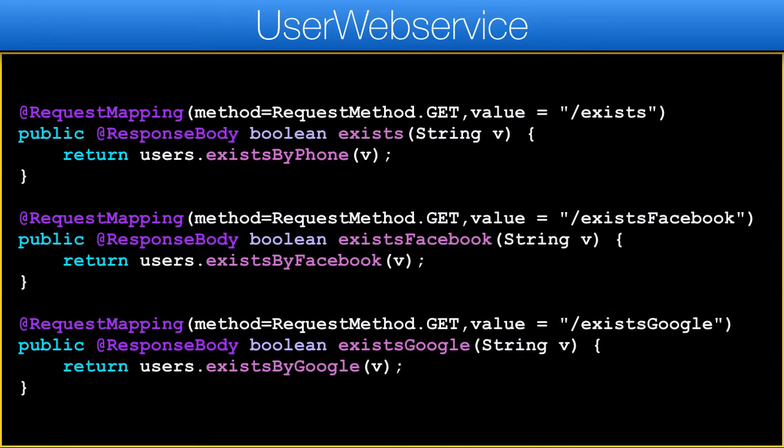I also had to include a similar call in the UserWebservice class. I also have a similar subtle change to the regular exists method. The argument name was phone and is now v, which means I can invoke all three web services with very similar code on the client side. That's it pretty much. Everything else was already done.